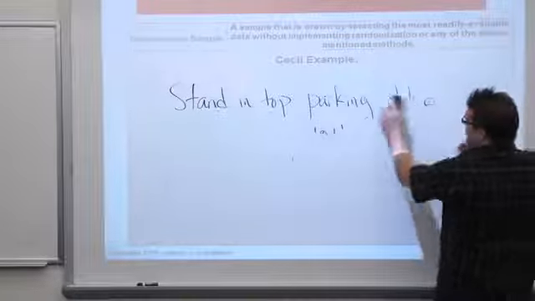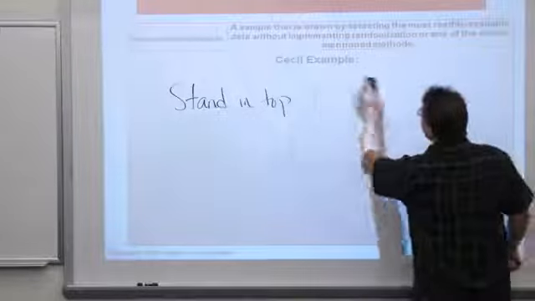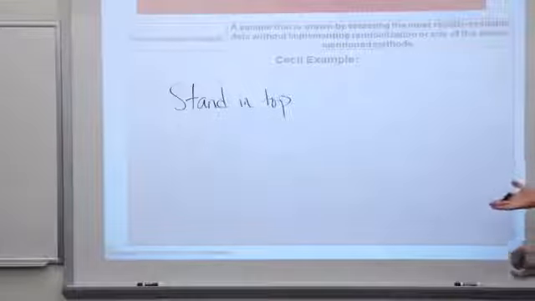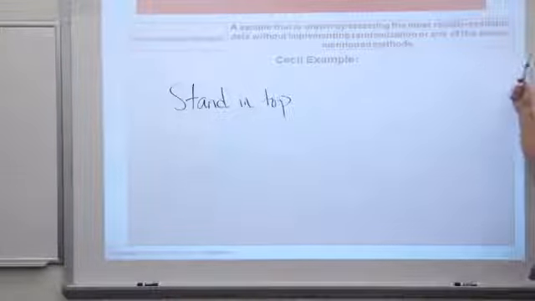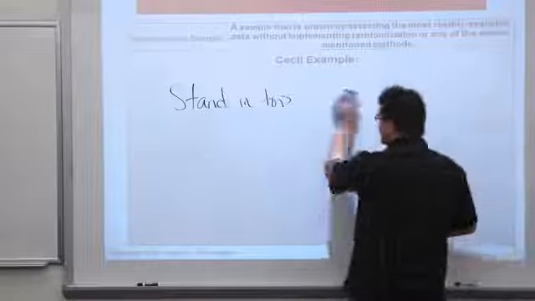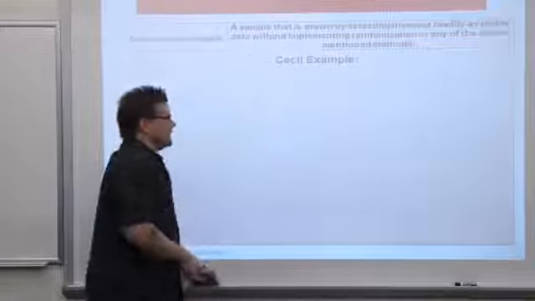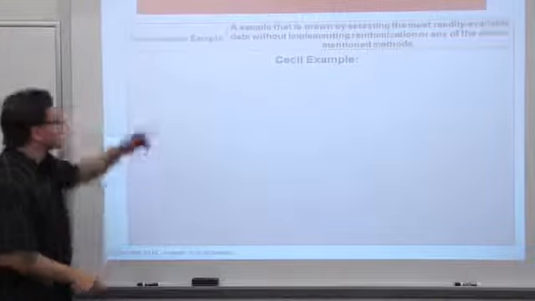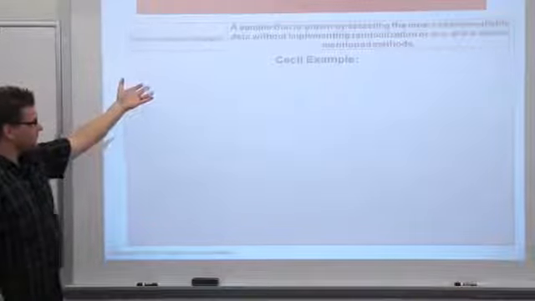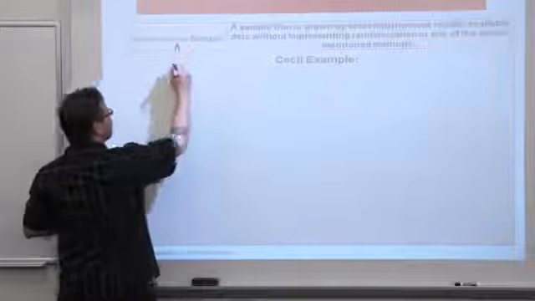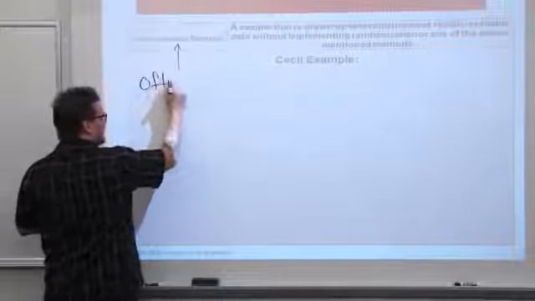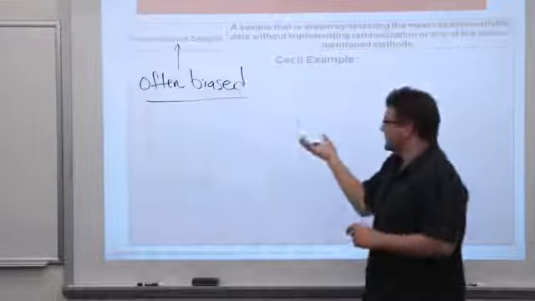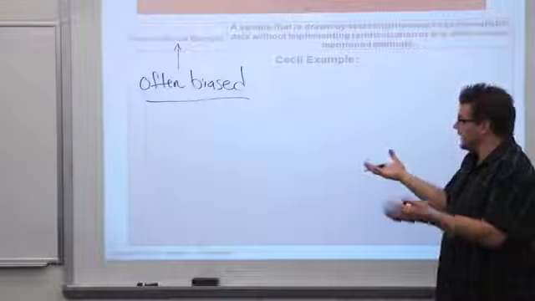Almost done with this list. Convenient sample, a sample that is drawn by selecting the most readily available data without implementing randomization or any of these official methods that we've been going over. Okay? By the way, convenient samples happen all the time in the real world. The one danger is that these are often biased. So we've got to use caution if we just start collecting the most convenient data that we could get our hands on.